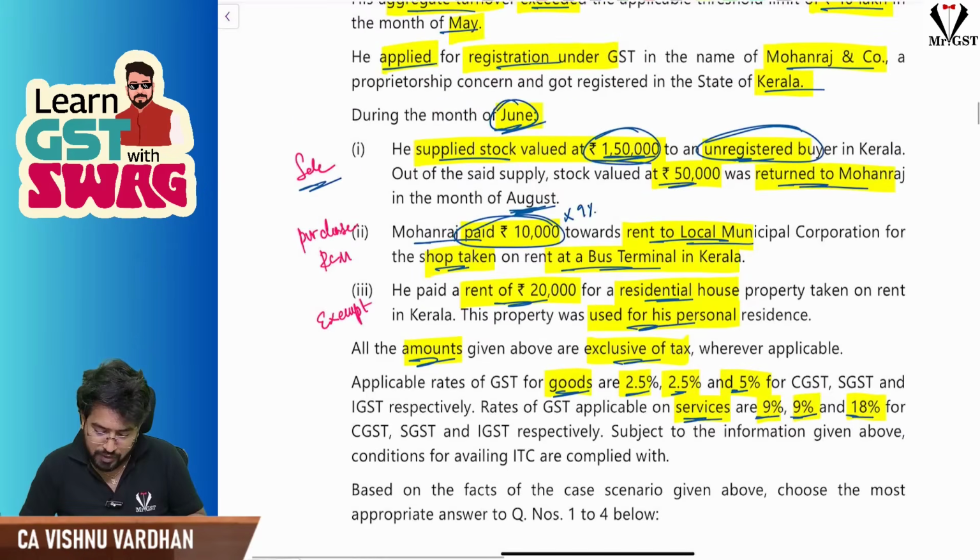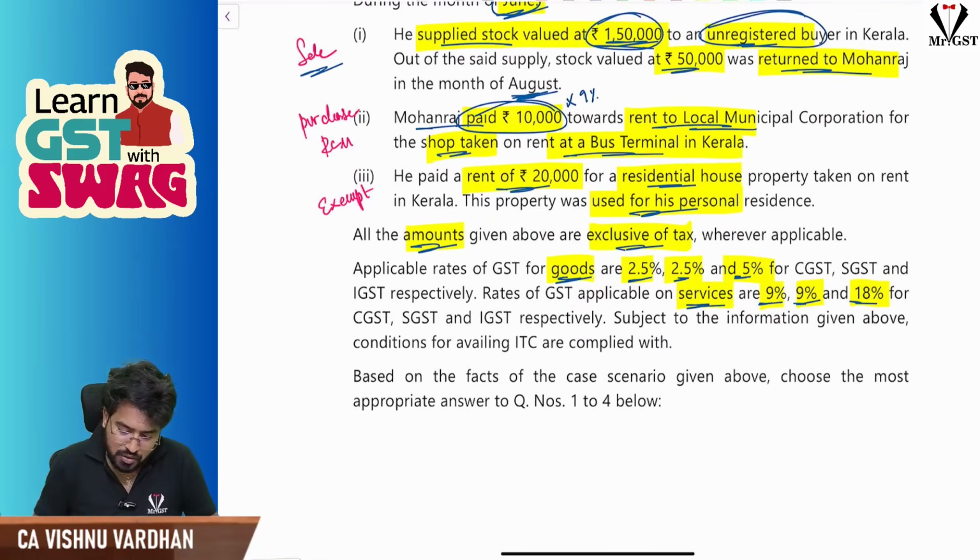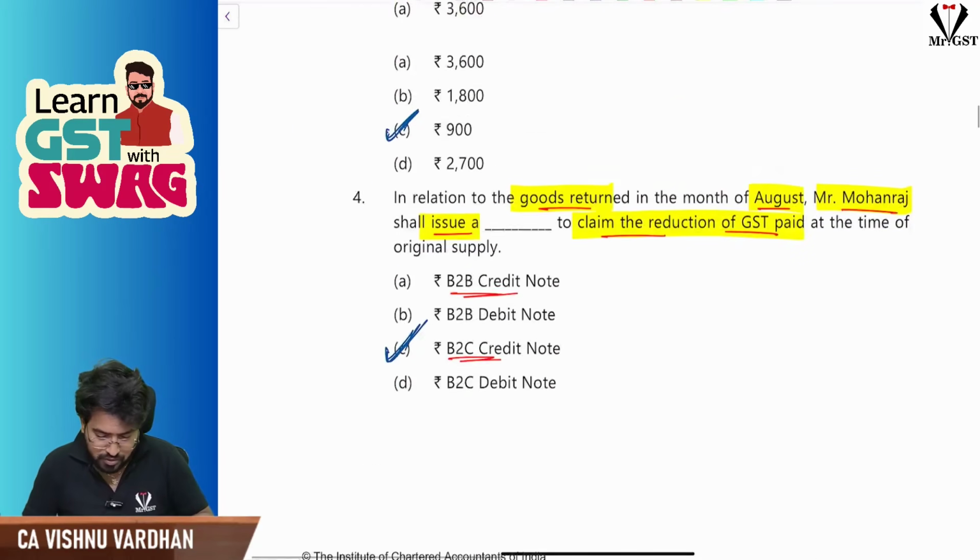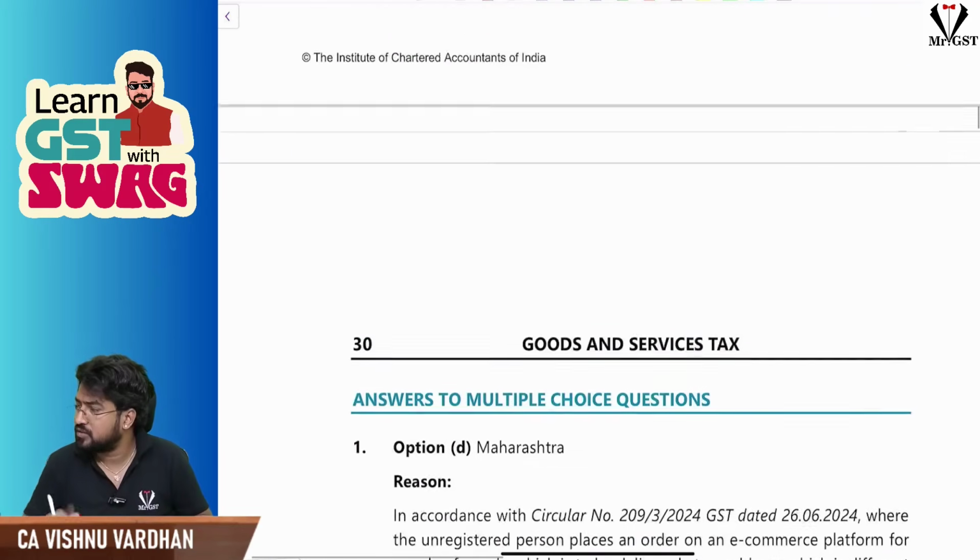Okay. Next, rent of 20,000 residential. Oh, so all these things. Sorry, question we have to check. Correct. That question also we have answered. So this case study is over. Chaka chak.